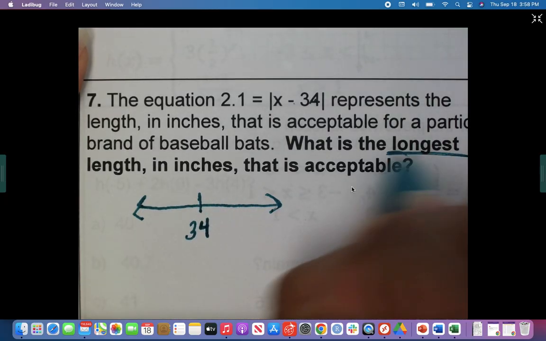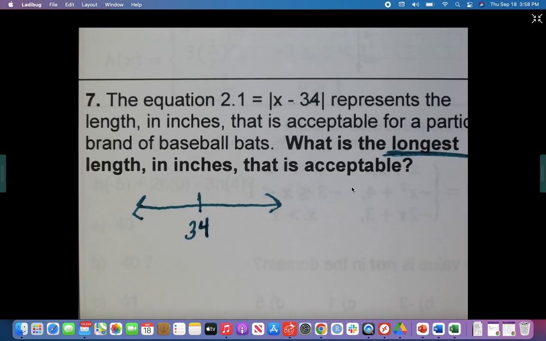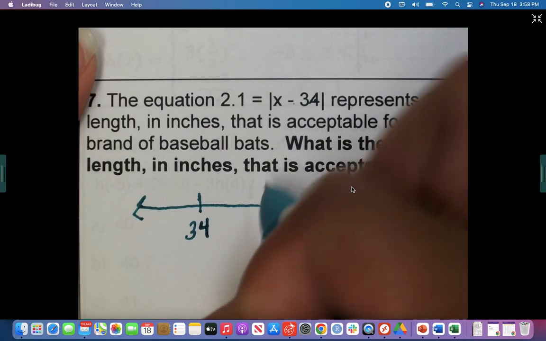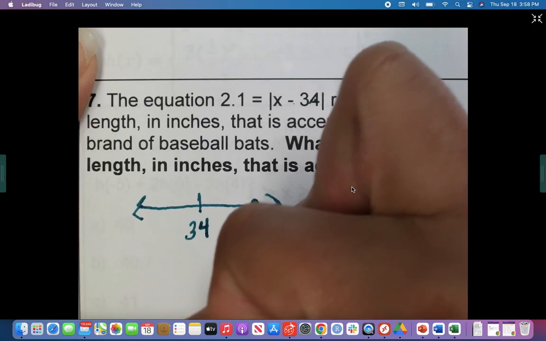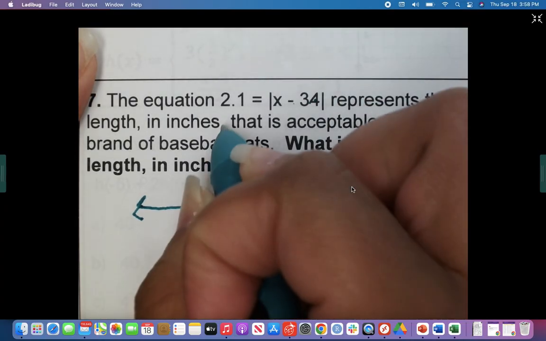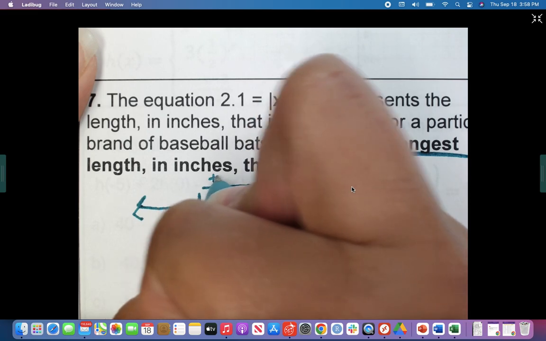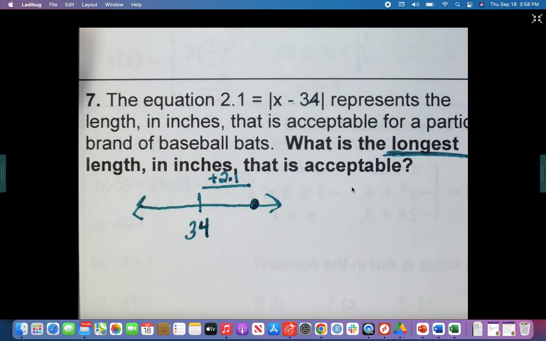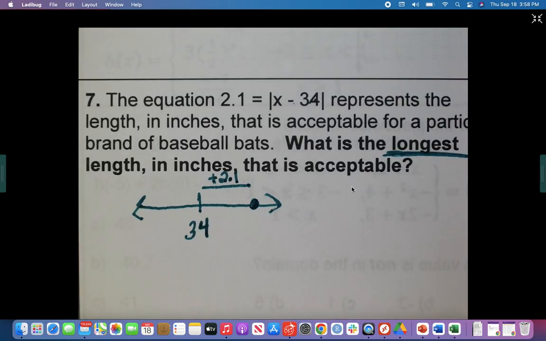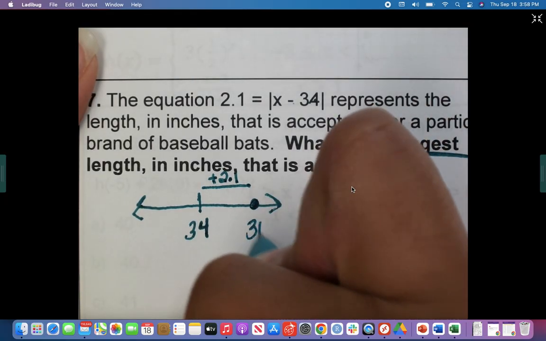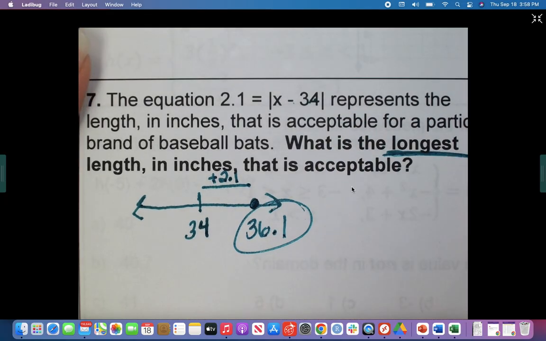So we want the longest length. So that means we want above the goal. So to get our value that is above the goal, we take the goal and we add the margin of error. So I'm going to add 2.1. So 34 plus 2.1 is 36.1. So 36.1 would be your longest. So that is one way to do this problem.